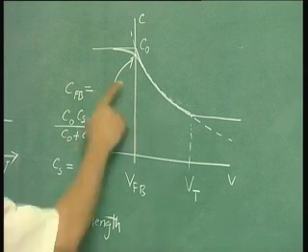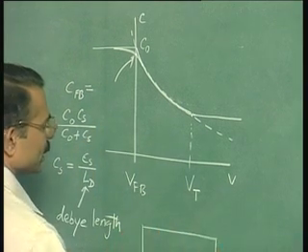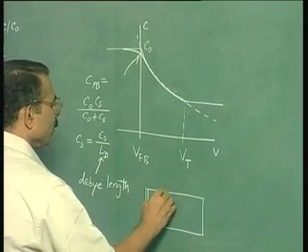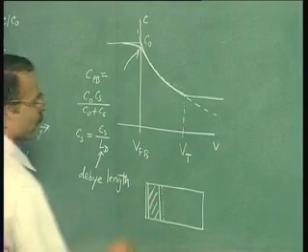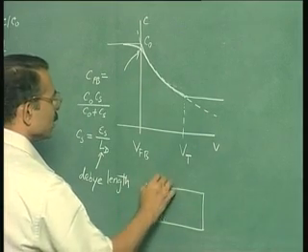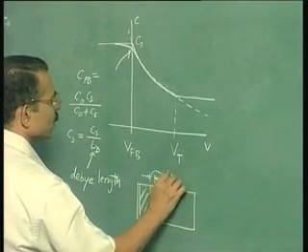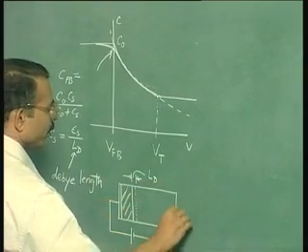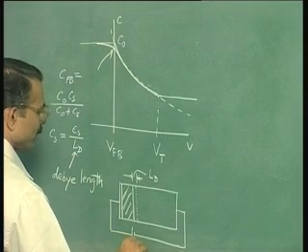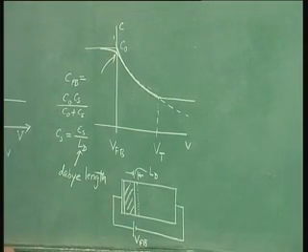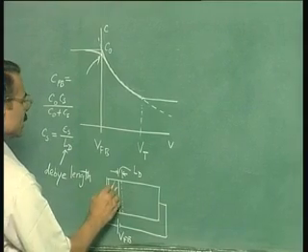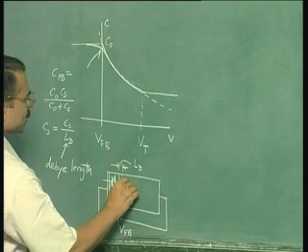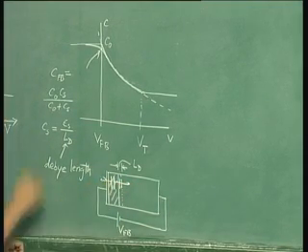So at the flat band point the picture is something like this. This is the oxide layer, and you have a small space charge layer like this whose length is equal to the Debye length. So this is the flat band voltage which you are applying. So the capacitance therefore is the series combination of the oxide capacitance which comes here and the semiconductor capacitance which comes there. So these two capacitances.